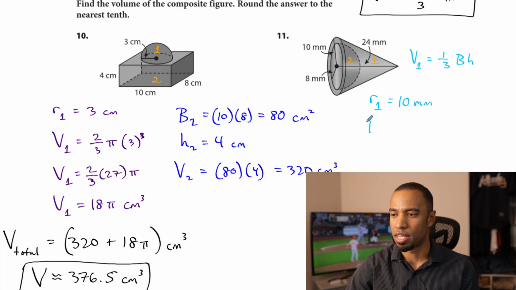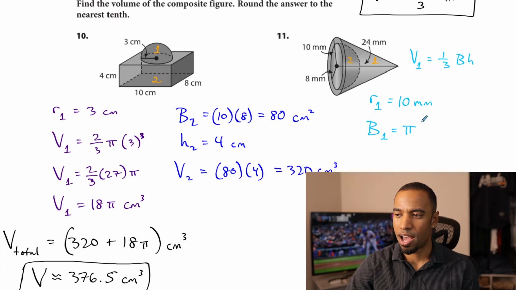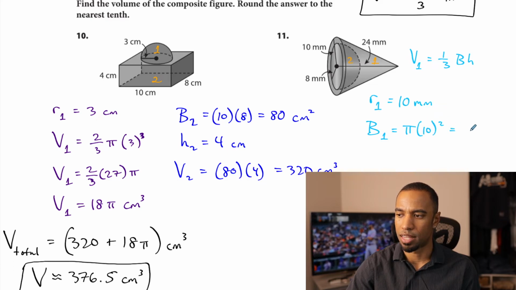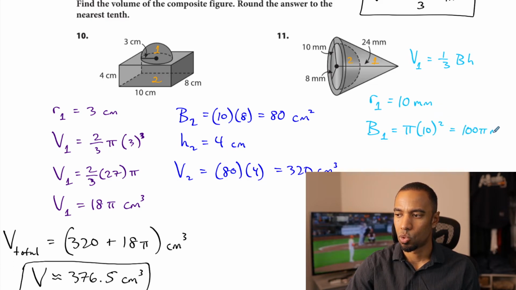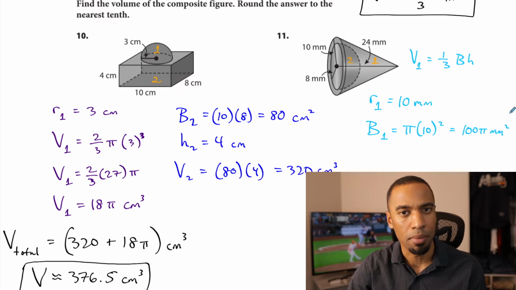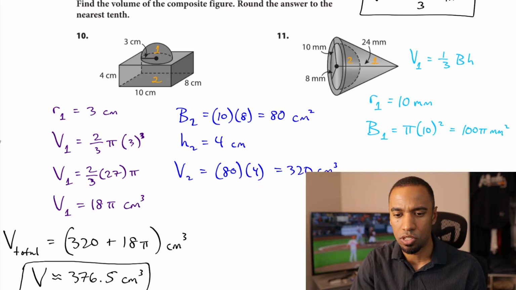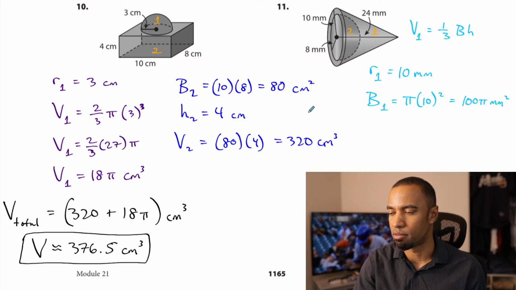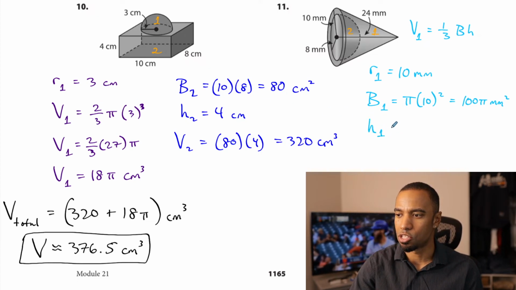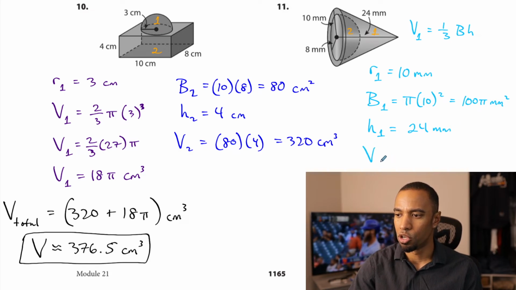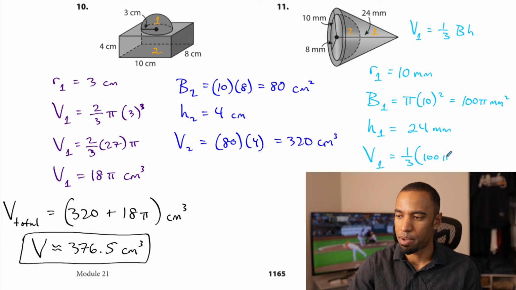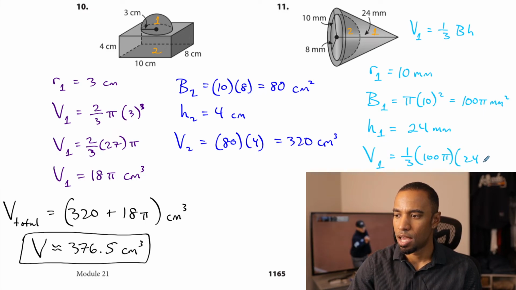And so therefore the area of the base of that thing is going to be pi times r squared, and that's 100 pi square millimeters. We haven't done many with millimeters. I think we've done that maybe once or so, but this is the first time for a while. The height of this guy is 24 millimeters here. So the volume of your cone is 1/3 area of base times height.